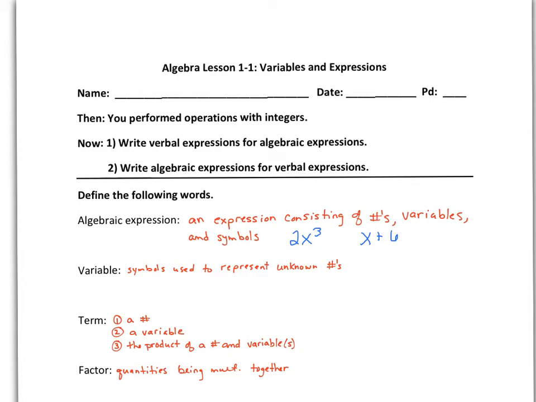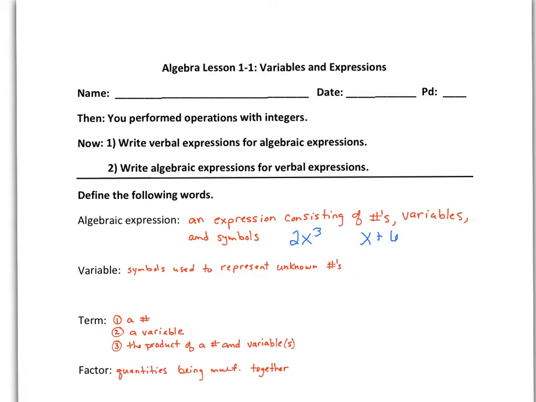Our next vocabulary word is variable. Symbols used to represent unknown numbers. And we know that these are x, y, any letter, basically. You could also technically use things like shapes, squares, triangles. You could even use a smiley face if you wanted. A variable is just something that is representing a number we don't know.